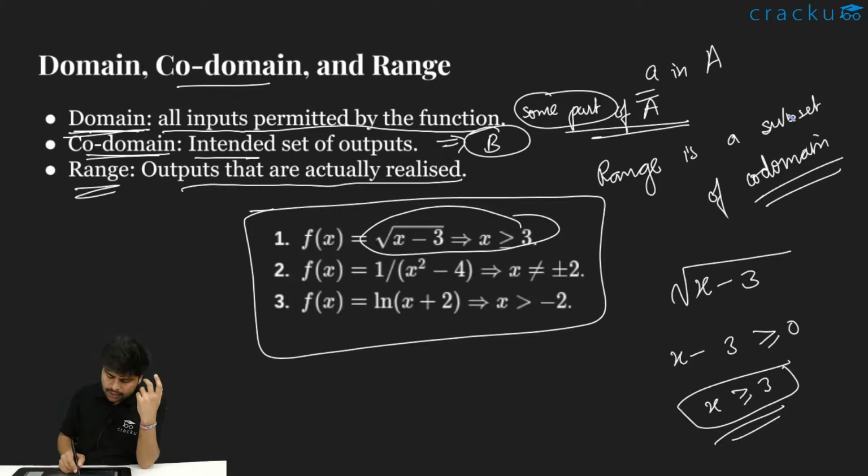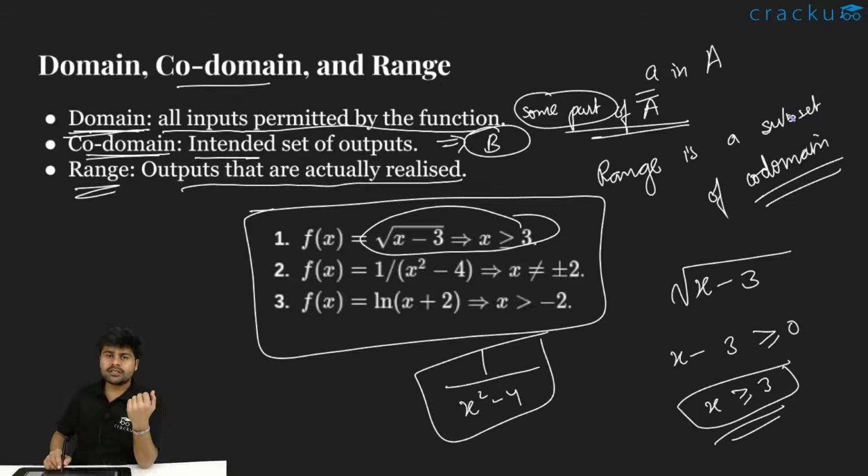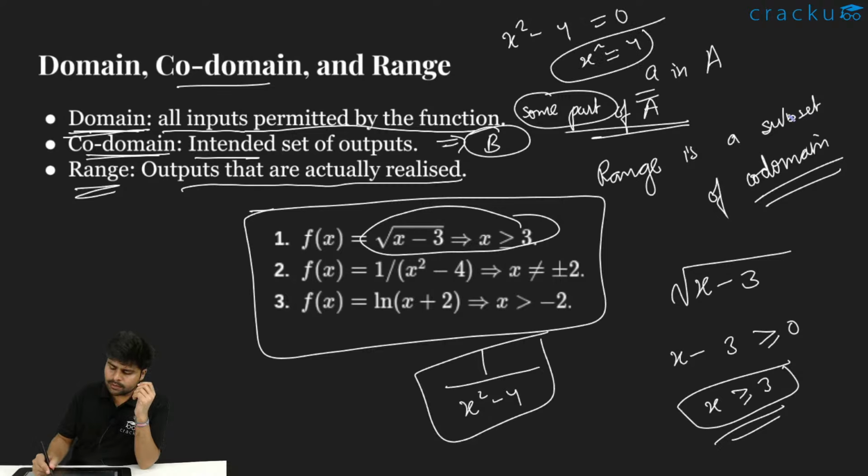Then comes another function we have, 1 over x squared minus 4. Now we know another restriction when it comes to functions like this. The denominator can never be equal to 0. Why? Because if the denominator is equal to 0, the function is not defined at that point. So x squared minus 4 is equal to 0 gives x squared is equal to 4. Now if x squared is equal to 4, then x can be 2 or x can be minus 2.